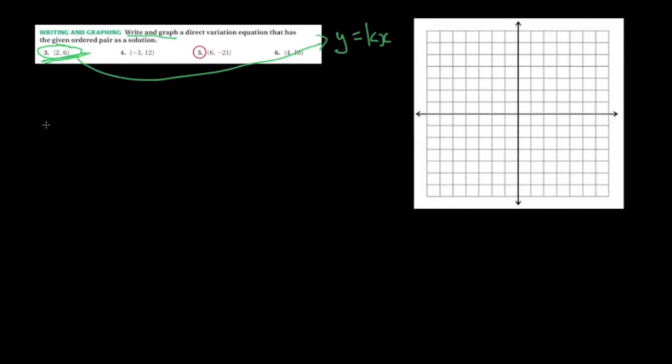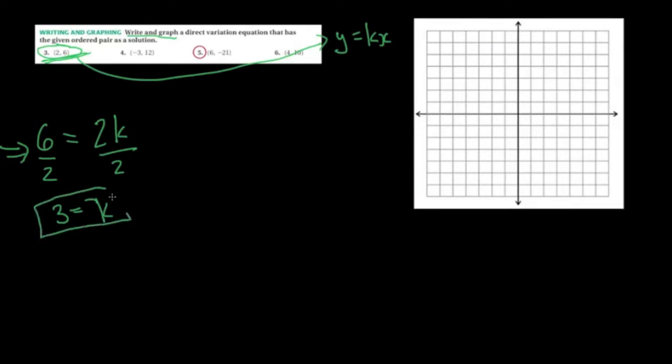So 6 is gonna be equal to 2k. Remember, there is no b, so this is pretty much gonna be our last step. And then we're just gonna solve by dividing by 2, and then k is gonna be equal to 3. And then now it's asking us to graph. So how would we graph? All we'd have to do is put this thing back into this equation now.